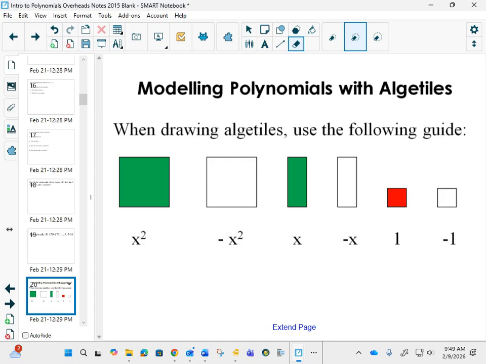It's so cool. Okay, we're going to model polynomials with algebra tiles.